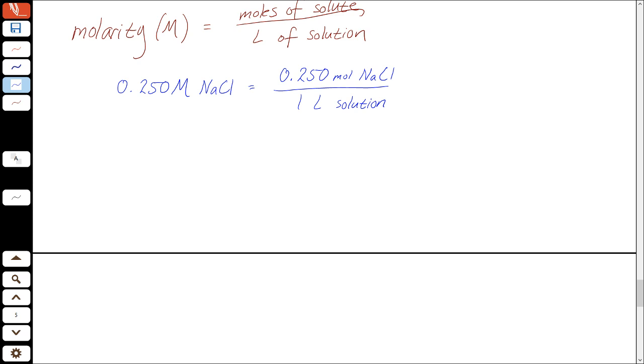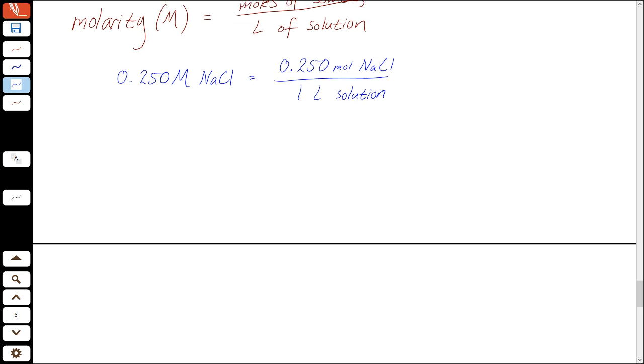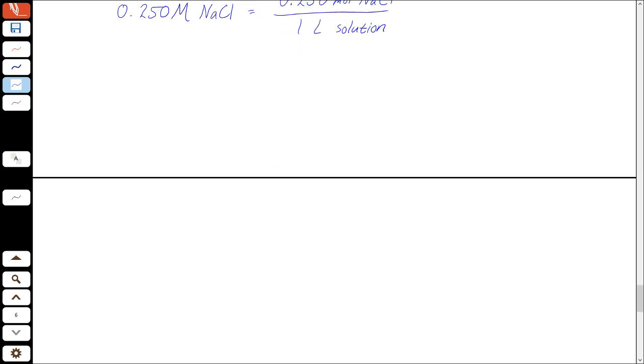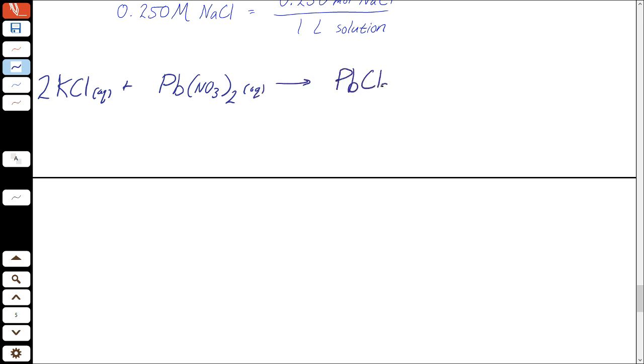So for example, let me give you another reaction to look at here. This time, it's an aqueous precipitation reaction. So we've got aqueous potassium chloride reacting with aqueous lead nitrate. I think we saw this one before. Giving a lead 2 chloride precipitate. And then our spectator ions, potassium nitrate. Okay, so there's our balanced equation.